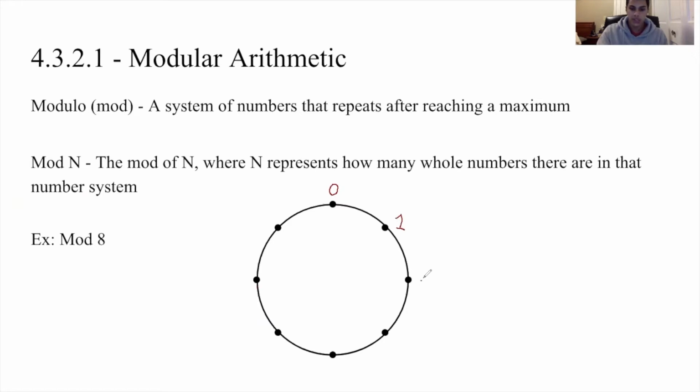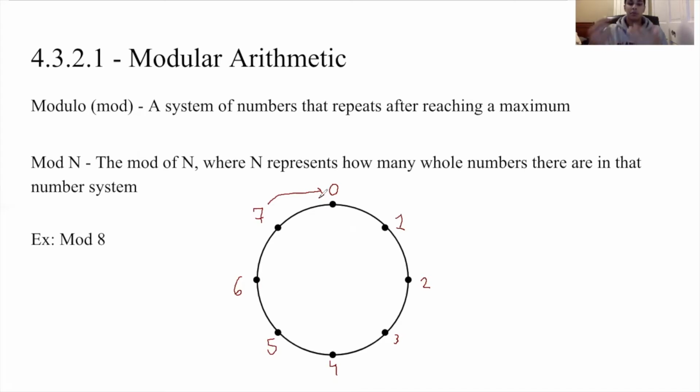You go to 1, then you keep counting: 2, 3, 4, 5, 6, 7, and then once you reach 7, since that's the highest number in the number system, the next number in that mod would go back to 0. So when you're counting in mod 8, you'd go 0, 1, 2, 3, 4, 5, 6, 7, 0, 1, 2, 3, 4, 5, 6, 7, 0, 1, 2, 3, and so on.